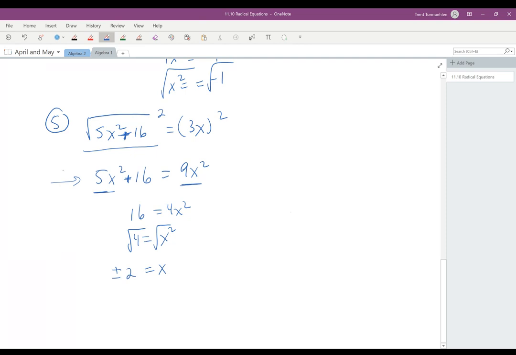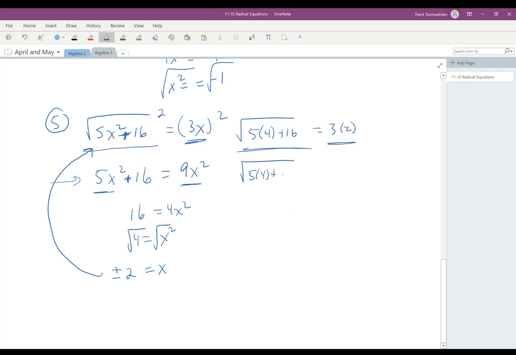However, if you come back up here, when you plug those in, if you plug in 2, you get the square root of 5 times 4 plus 16. And then over here, you're going to have 3 times 2, which equals 6. Well, yeah, that's true. Square root of 36 does equal 6. But if you plug in the negative 2, you get the same thing on the left side, right? You get a positive square root of 36 on the left, but on the right side, you put in the negative 2, you get a negative 6. That does not work. So 2, yes, it is a solution because 6 equals 6.